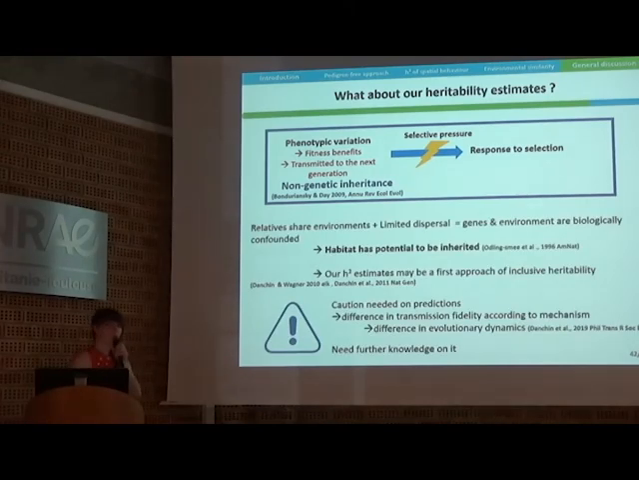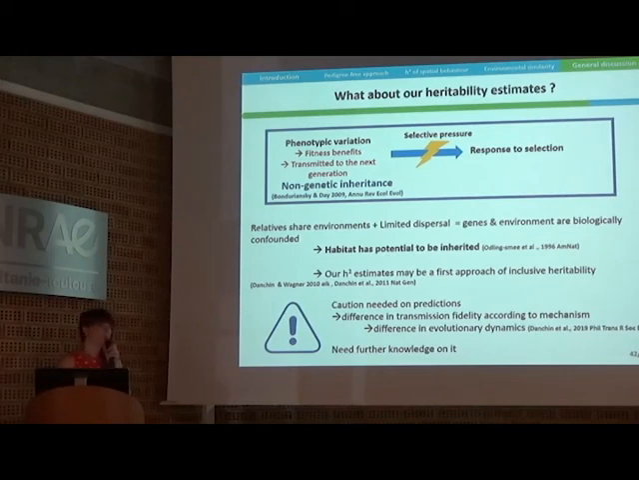So if we go back to our results, we demonstrated in the last part of my talk that relatives share environment, and furthermore that there was limited dispersal. So genes and environment are biologically confounded. It means that habitat has the potential to be transmitted to the next generation, so to be inherited, whatever the kind of transmission it is. So our heritability estimate might be a first approach to what has been called inclusive heritability. So we are going to estimate the whole percentage of phenotypic variation which is transmitted to the next generation, whatever the kind of transmission it is.